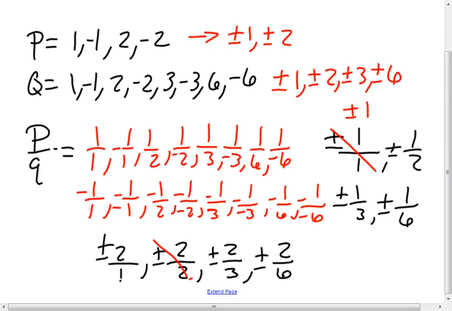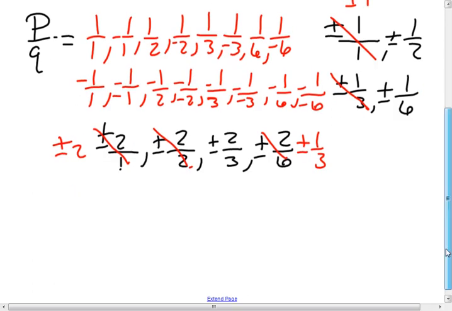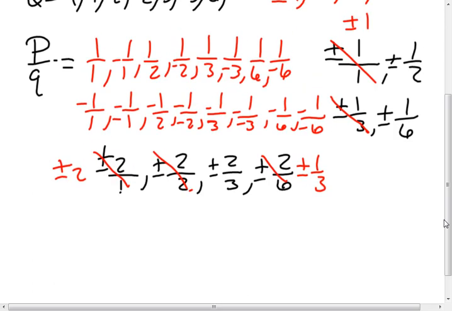The plus or minus 2 over 1 will be written as plus or minus 2. And the plus or minus 2 over 6 can be written as plus or minus 1 over 3, but we already have a plus or minus 1 over 3, so we can eliminate that. You always want to look for duplicates and make sure that you get rid of the duplicates. So I think we've pretty much covered our bases.